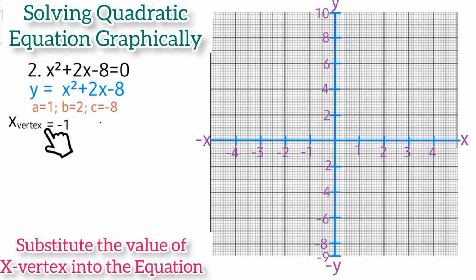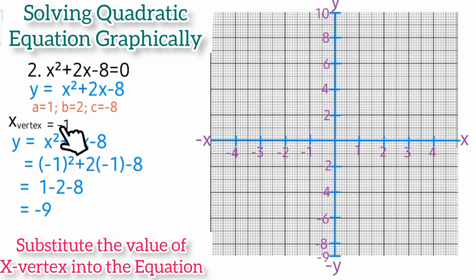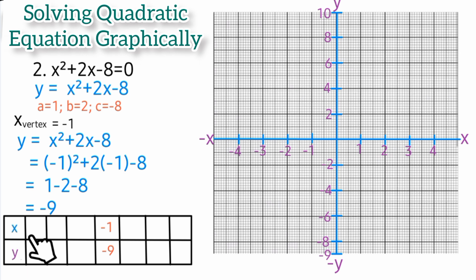Let's substitute the value of x vertex into our equation to find the corresponding y value. When x vertex is minus 1, y will be minus 1 squared plus 2 times minus 1 and then minus 8. Minus 1 squared gives 1. 2 times minus 1 gives minus 2 and then minus 8. 1 minus 2 minus 8 gives minus 9. So when x equals minus 1, y value is minus 9.